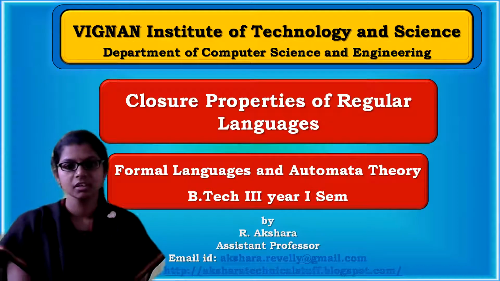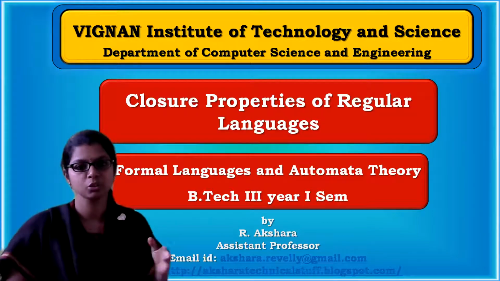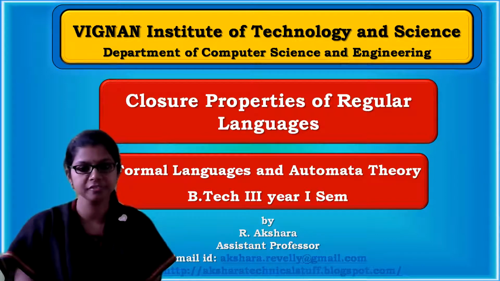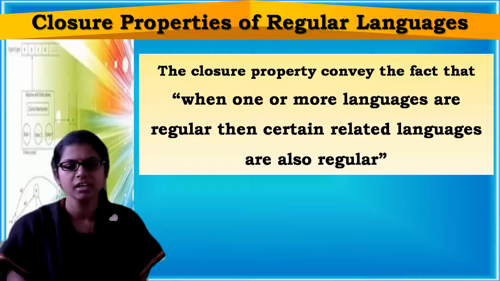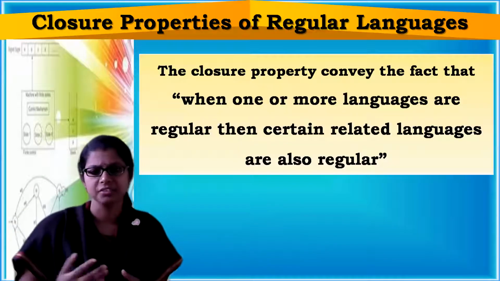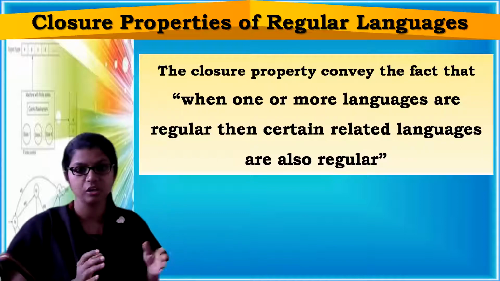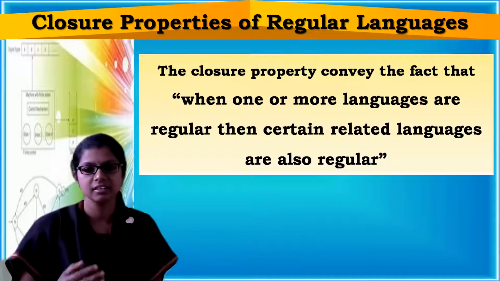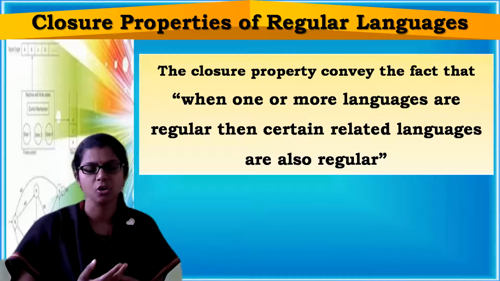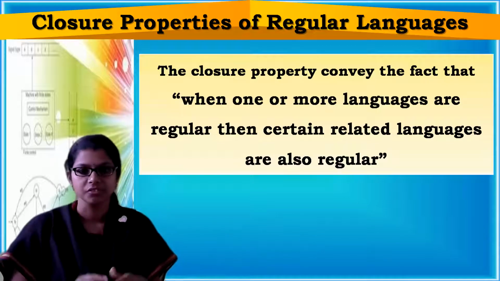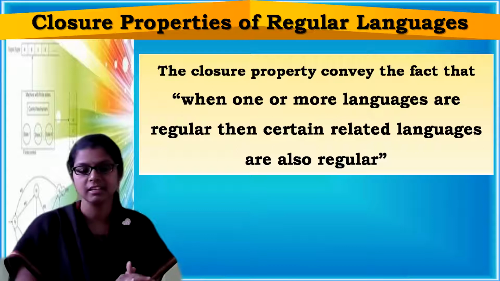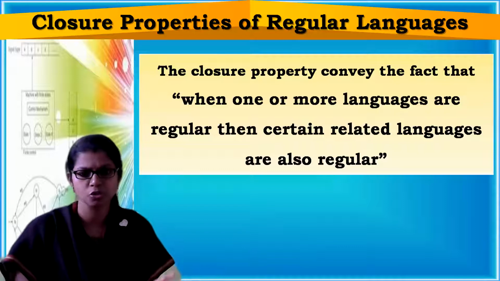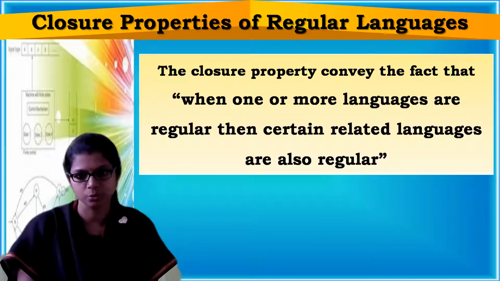Hi everyone. In this session, we are going to discuss closure properties of regular languages. What are the closure properties of regular languages? What do closure properties convey? They convey the fact that when one or more languages are regular, then certain related languages among them are also regular. So closure properties convey this rule, this fact.